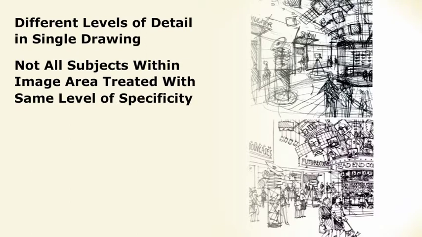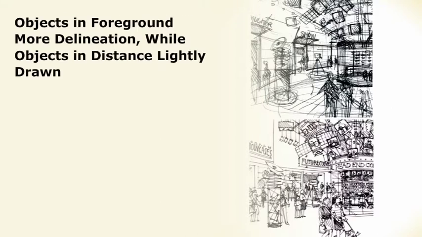Changing the amount of detail can also create a sense of depth and distance in the image. Objects in the foreground can have more delineation, while objects in the distance can be lightly drawn with minimal detail.